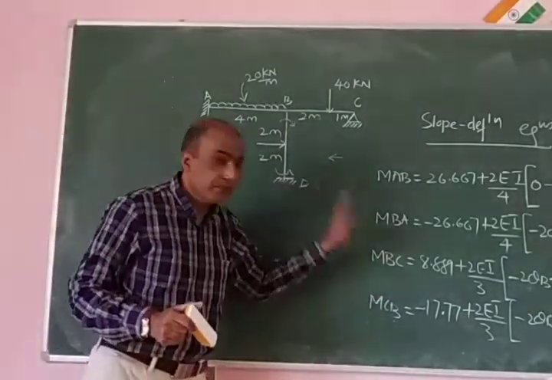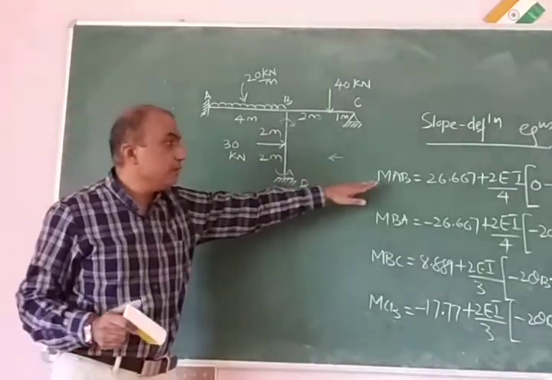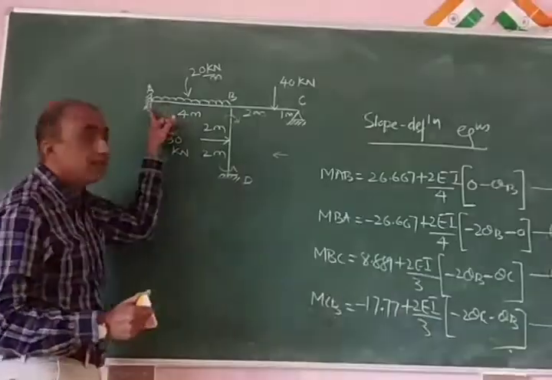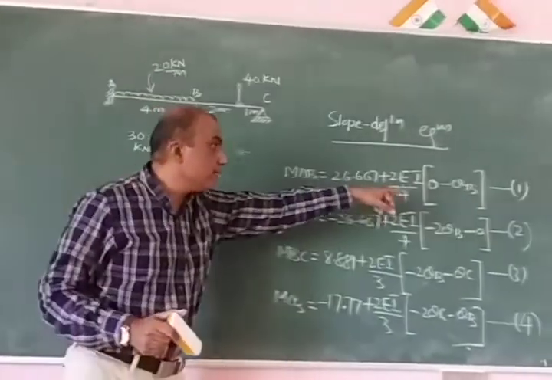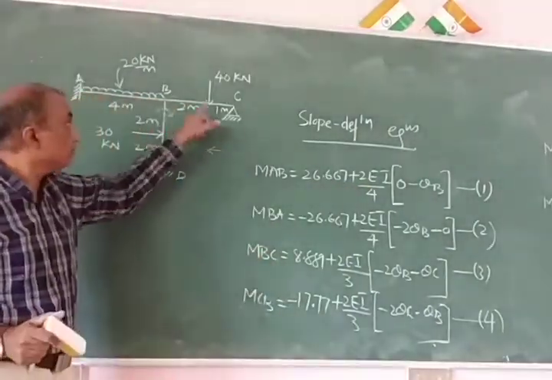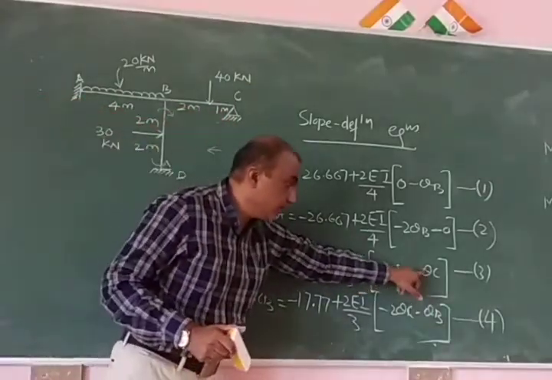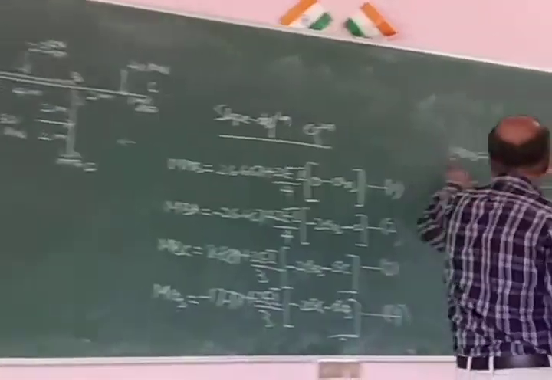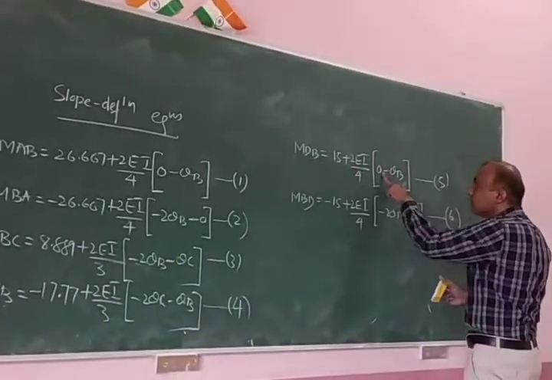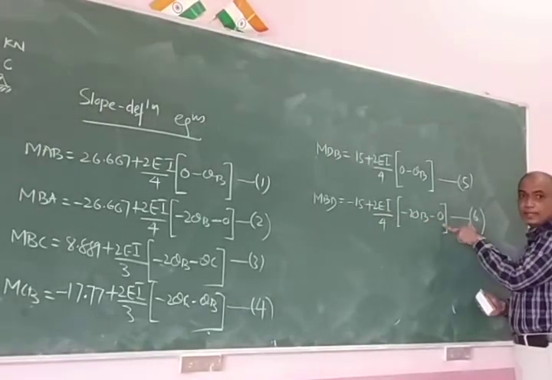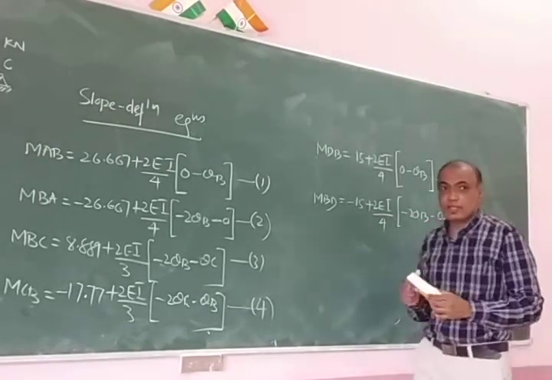That is what I have written. There is nothing new here. MAB equals MFAB plus 2EI by L, minus 2 theta A minus theta B. Theta A is 0, so theta B only exists. Similarly MBA, then similarly MBC, theta B, theta C both exist here. MCB. And then MDB, theta D is 0, theta B only exists. MBD, theta B exists, theta D is equal to 0. That means all the 6 equations I have written.